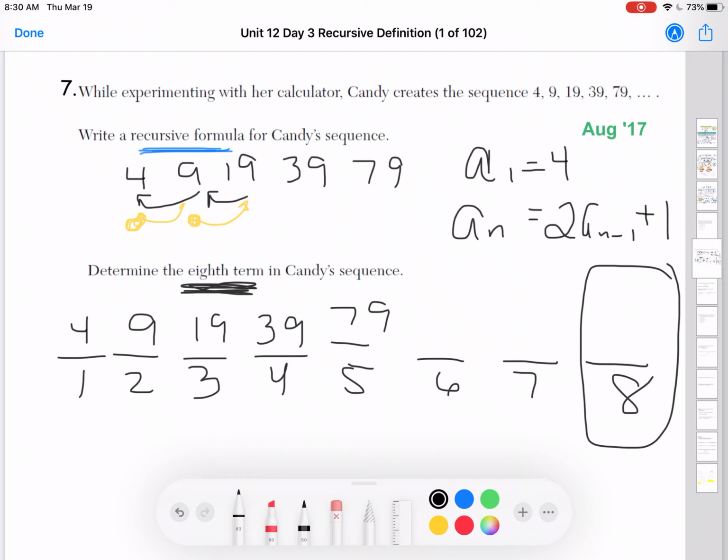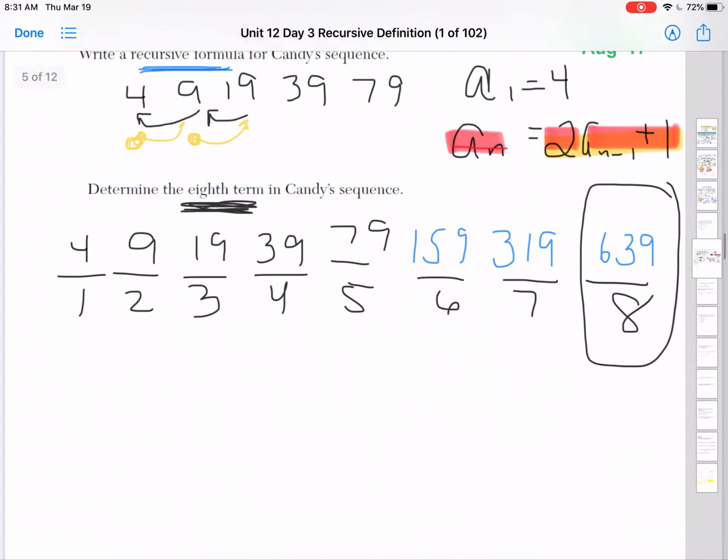So we're going to do twice the one before it, right? And that's just what this says here. Twice the one before it plus 1. So twice 79 plus 1 is 159. Twice 159 plus 1 is 319, and twice 319 plus 1 is 639. Okay, it's easy just to say it. Again, I'm going to say it up here again. The next term is the one before it times 2. That's what that means.